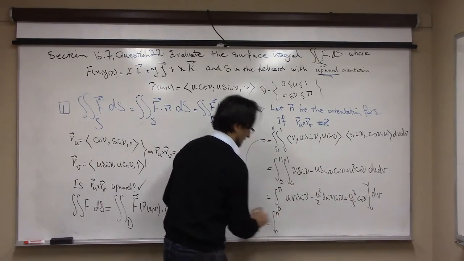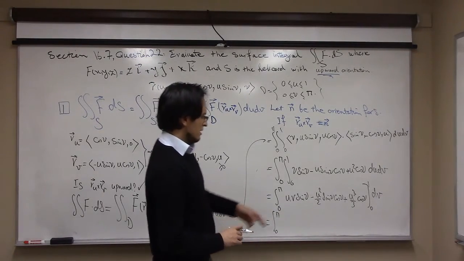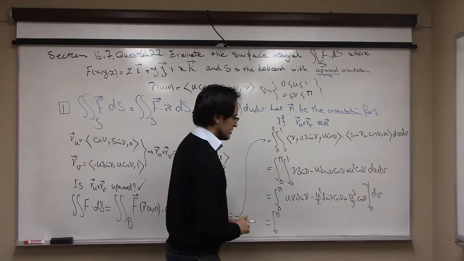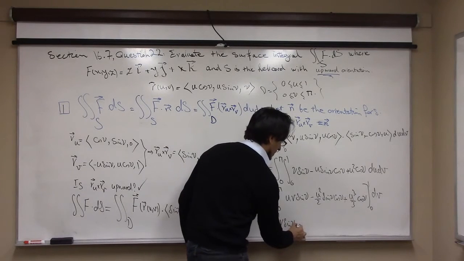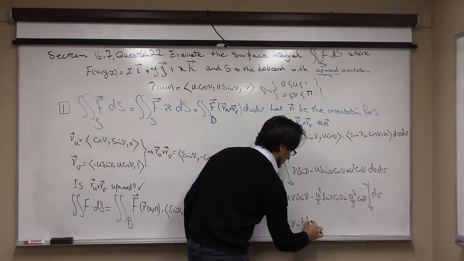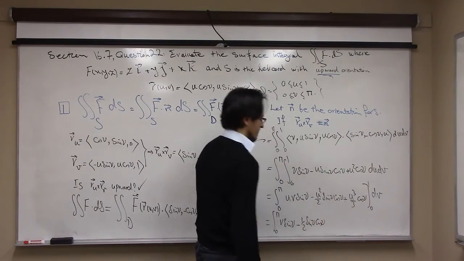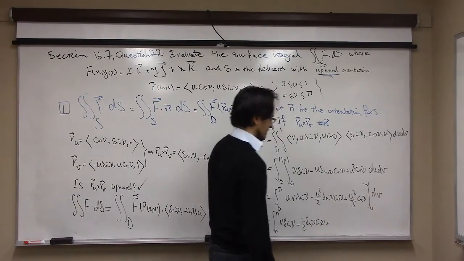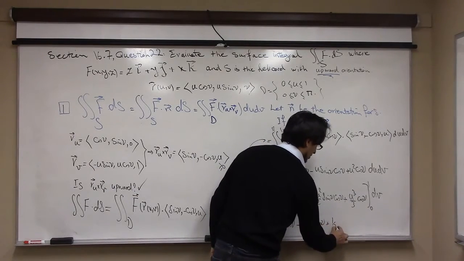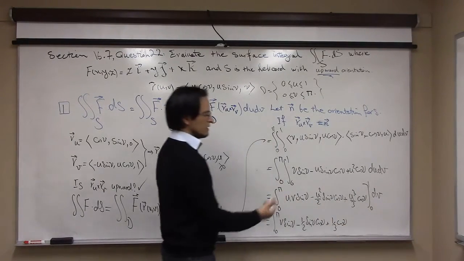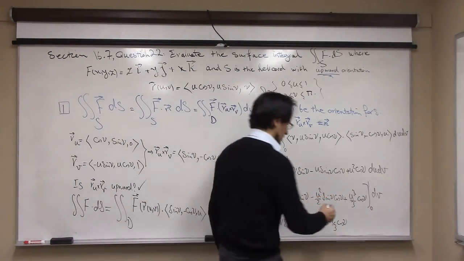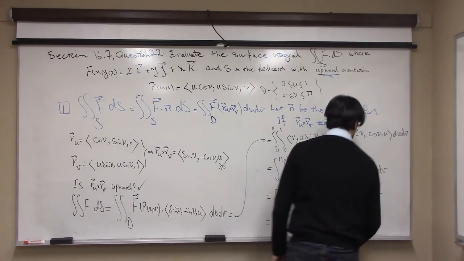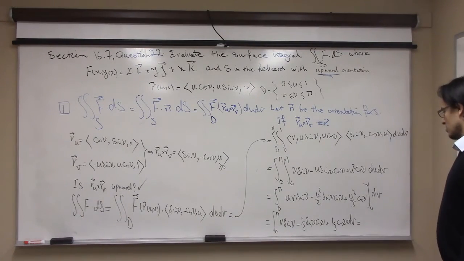Now I have to plug in 1. So the result is going to be v sine v, minus half of sine v cosine v, plus 1/3 of cosine v. Minus, plug in 0 for u, this will be 0, this will be 0, this will be 0, there will be nothing there.